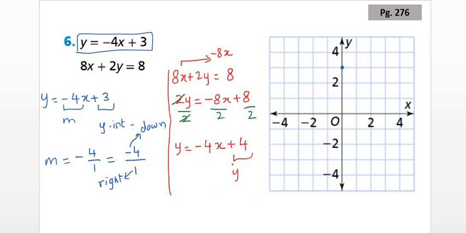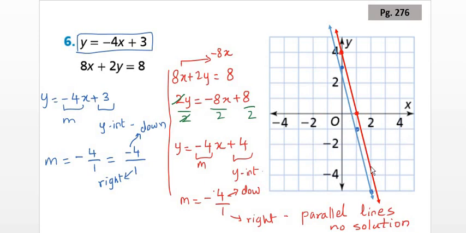Draw it on your own. This is the y-intercept, and what is the slope here? It's -4 and I want to go down, so the slope m is -4 over 1. That means this one will be down and this one will be right. Now I want you to pause the video here and draw these lines on the graph paper and check what the answer is. When I drew the lines, I can see that both lines are parallel to each other. So we can say the lines are parallel and there is no solution.